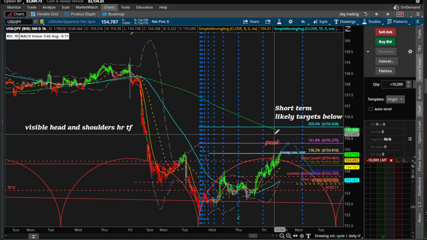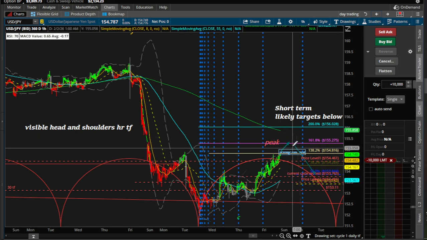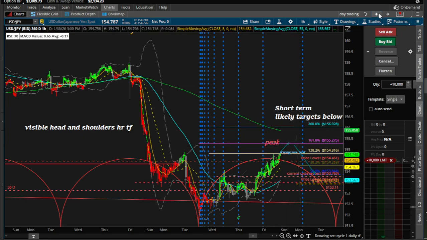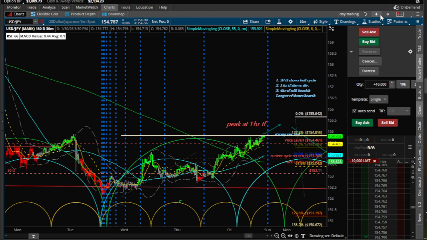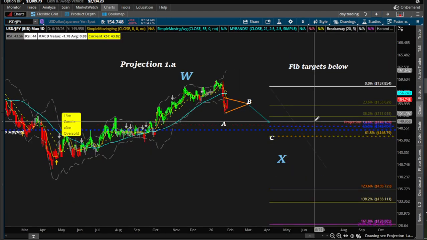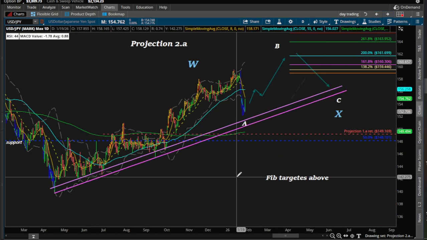It's still possible, but I think it would have to break out pretty soon. Now, I still think that we're really going to have a pullback. The scenario I'm favoring is the pullback to 149. Oh, no, I'm sorry. No, I'm really favoring this projection number 2 here.